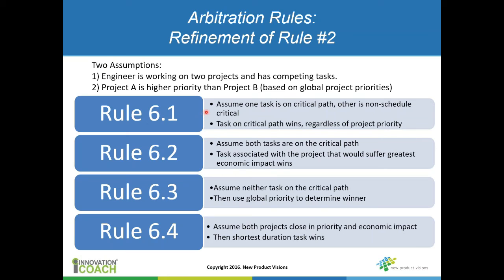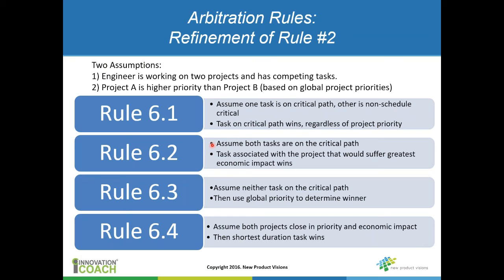So rule number 6.1 is, let's first assume that one of those tasks is on the critical path of that project, where the other task is non-schedule critical. In that case, the task on the critical path wins regardless of the project priority. In other words, if the critical path is on project B, even though project A is higher, the decision is you work on the project B task. So that's a nuanced way to look at it based on economic impact, basically.